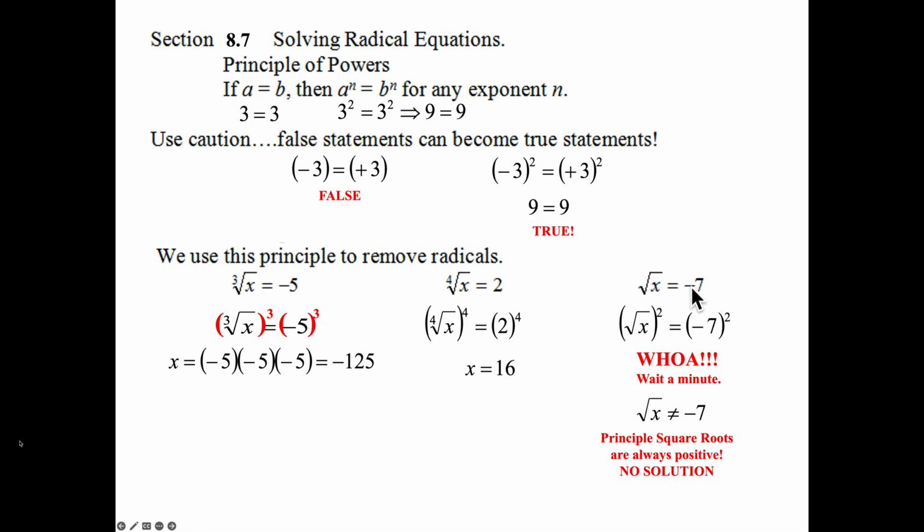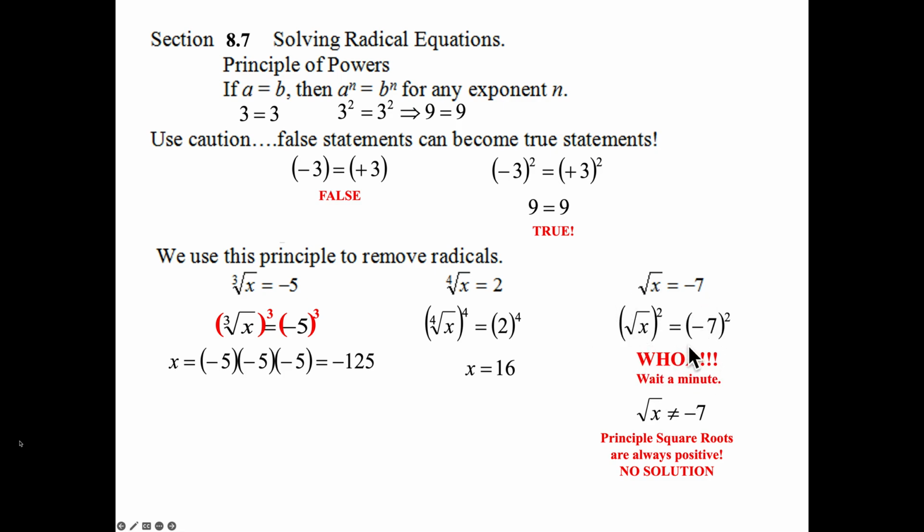Again, here's one of those times where we're changing a negative to a positive and making something come true. If you did accidentally square both sides and call that a 49, substitute it back in. The square root of 49 is a positive 7, not a negative 7, and then these two sides aren't equal. They're false, so therefore you know it's no solution. So this is a big step right here for us. We've got to remember that.